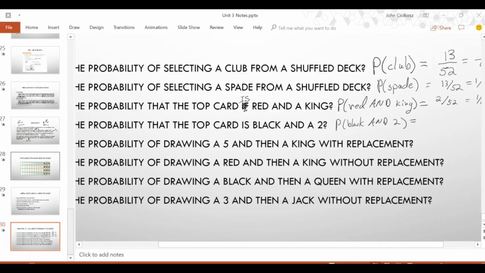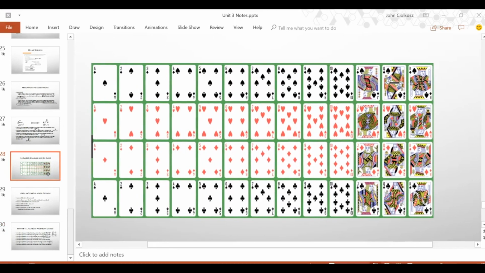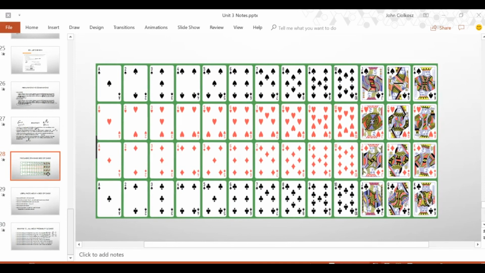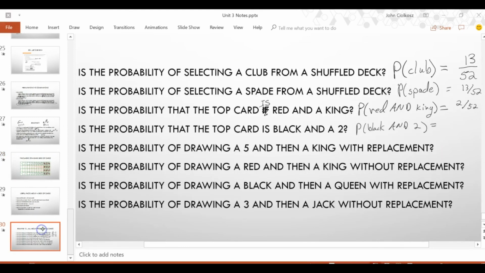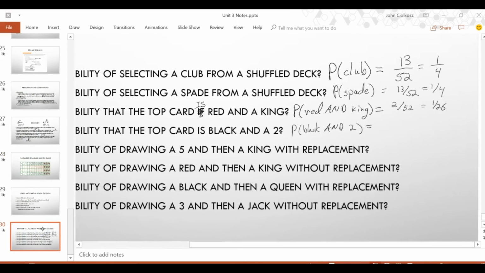So we want black and a 2. How many black 2s are there? 2, right? So I'm looking at the 2s. Here's one here, and here's one here. So again, there is going to be 2 out of 52, which is going to be 1 out of 26, so on and so forth.